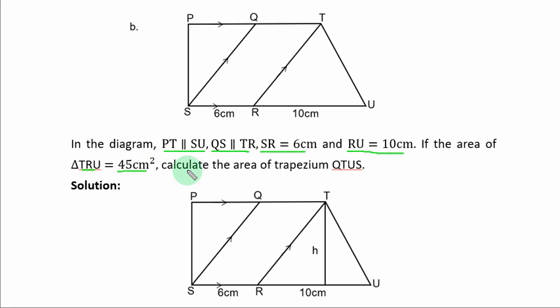QTUS. In the trapezium, the height is needed. So let's take the height from point T to where it is. So from triangle TRU, we need to get the height since the area and the base are given. Once the area is known, we can get the area of the trapezium.